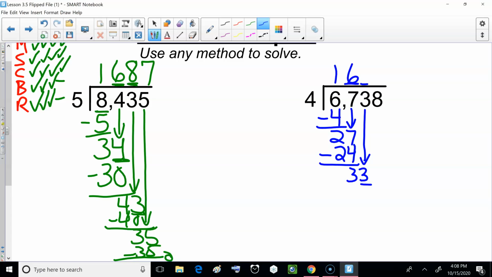4 can go into 33. Well, it's got to be bigger than 6 because that was 24 last time. So go 7 would be 28. 8 would be 32. That's 1 under, so it's going to be 8, I'm guessing.